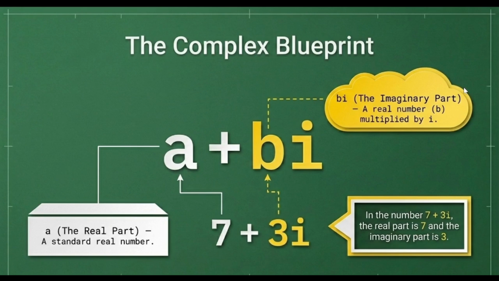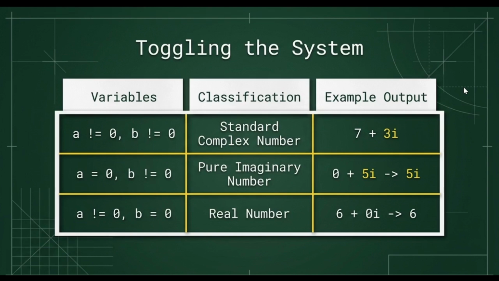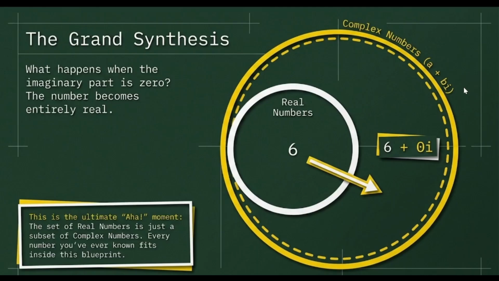Simple, right? Most students think real numbers and complex numbers are totally different groups. But in a moment, you'll see why every number you've ever used, even the number 6, is actually complex. But first, let's look at what happens when the real part disappears. If we have a plus b iota and we let a be equal to 0, we are just left with b iota, like 5i or negative 7i. We call these pure imaginary numbers.